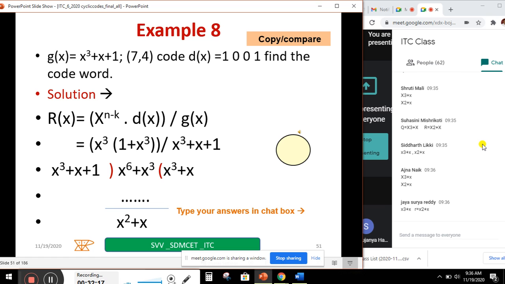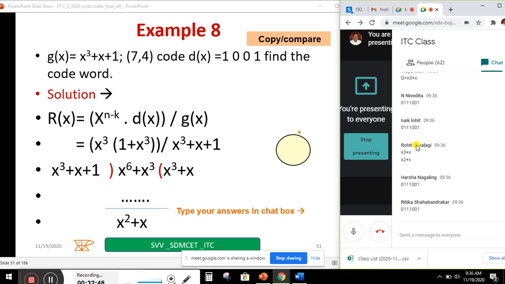So Asani, Siddharth is typing, Adnya, Jaisurya, Ankita, Priya Patil. And now you just find the code words using q of x as well as r of x. Charan, Praveen Patil has typed the code, Janvi has typed, Virup, Joshi. Charan, Shilpa is typing the q of x, r of x. Nivedita, Nayak Lohit, Harsha, Ritika.